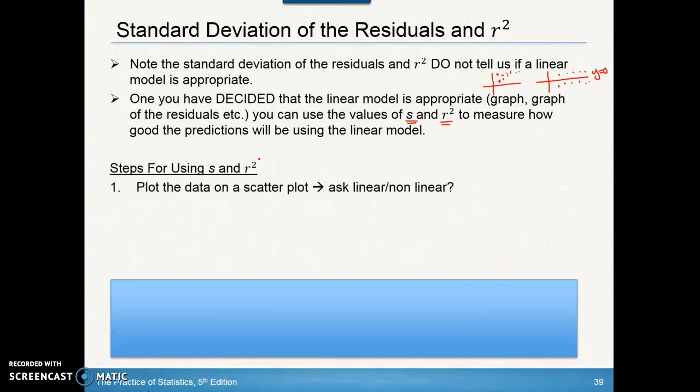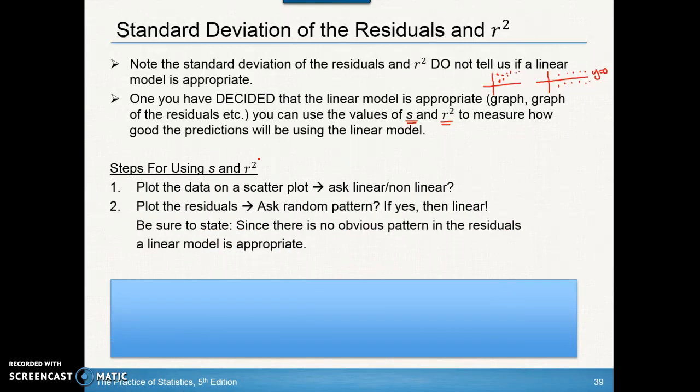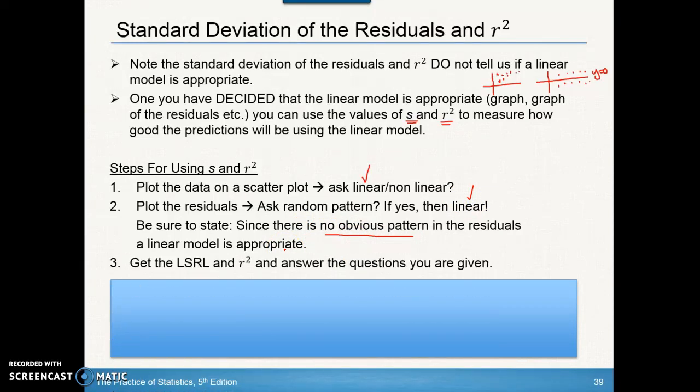So in order to use S and R squared, you must plot the data on a scatter plot and say, hey, is it linear or nonlinear? If it's linear, yay, we're good to go. But you still need to check the residuals. Plot the residuals and ask if there is a random pattern. If it's random, yes, it's linear. Make sure that you state, since there's no obvious pattern in the residuals, we know a linear model is appropriate.